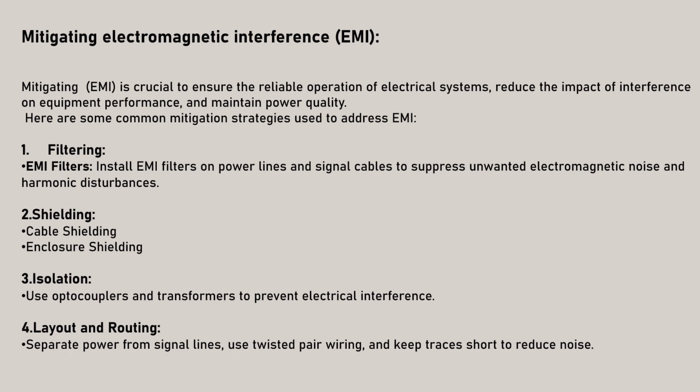Layout and routing. Separation. Physically separate power lines from signal lines to reduce coupling and minimize the transmission of interference between circuits. Twisted pair wiring. Use twisted pair wiring for signal transmission to enhance noise rejection and improve signal integrity. Shorter trace lengths. Keep signal traces and cables short to reduce the antenna effect and minimize the pickup of electromagnetic interference.